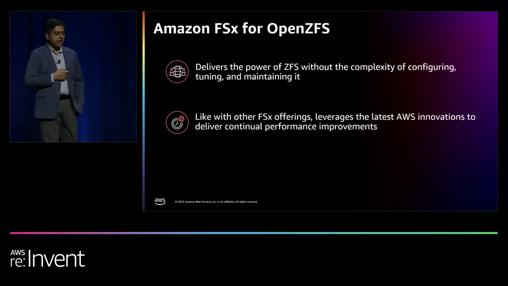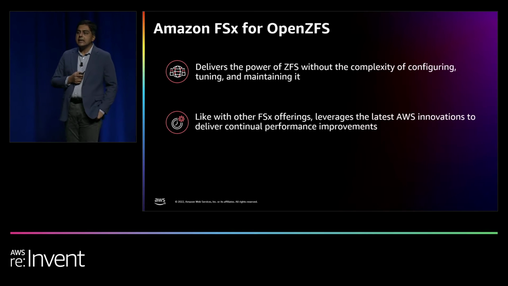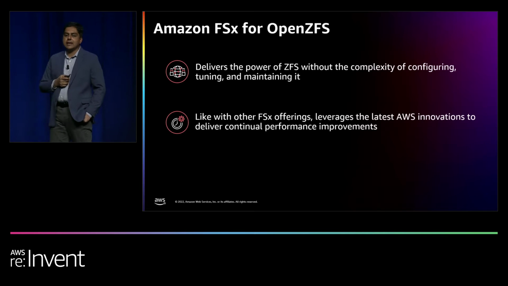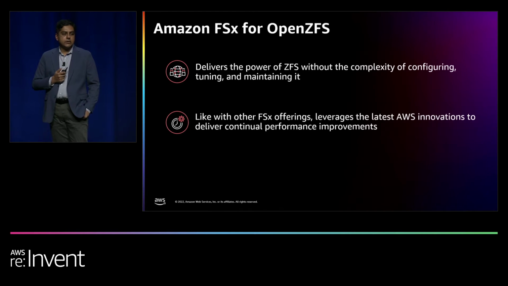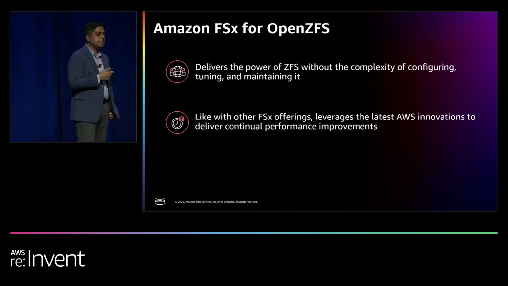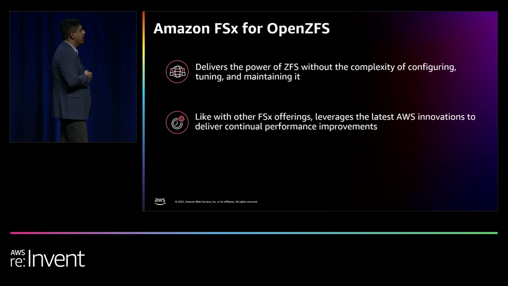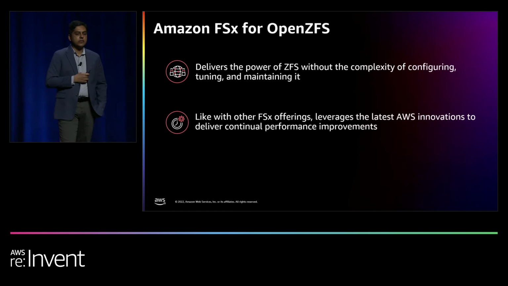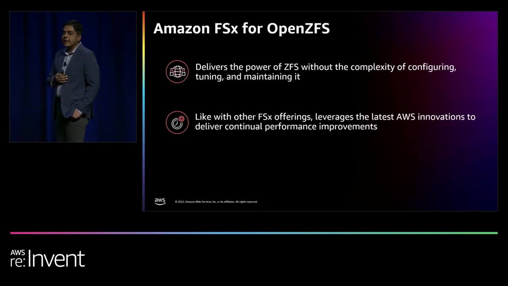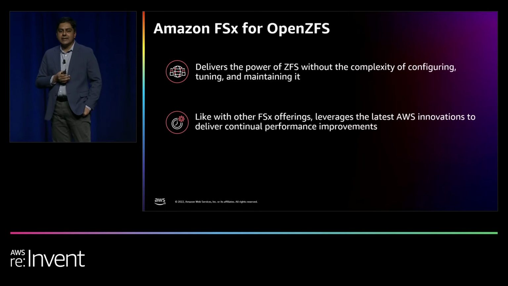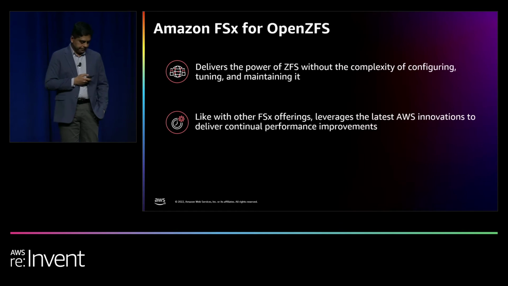Like with our other FSx offerings, it leverages the latest AWS innovations, including things like the AWS compute, storage, as well as networking innovations. And it's able to deliver continual performance improvements over time by upgrading to the latest AWS innovations and delivering the highest levels of throughput scalability, IOPS scalability, the lowest levels of latencies, and so on.